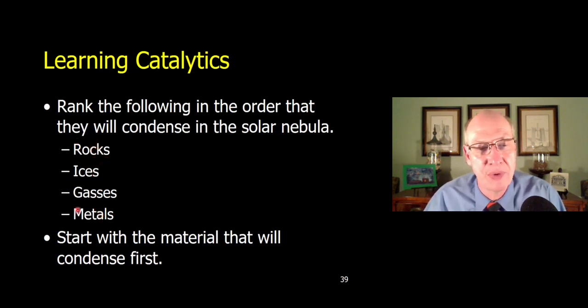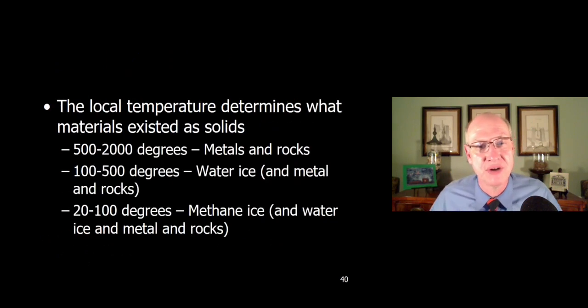So the rocks will vaporize next and then the metals, which means in terms of condensation, the metals will condense first, and then the rocks, and then the ices, and then the gases. So what does this have to do with the formation of our solar system?